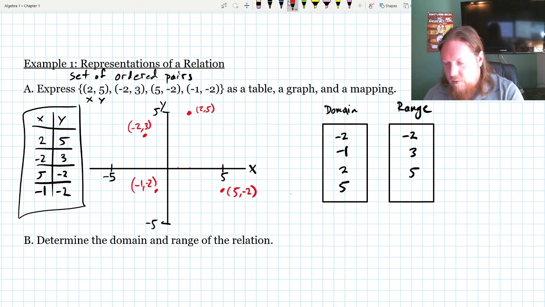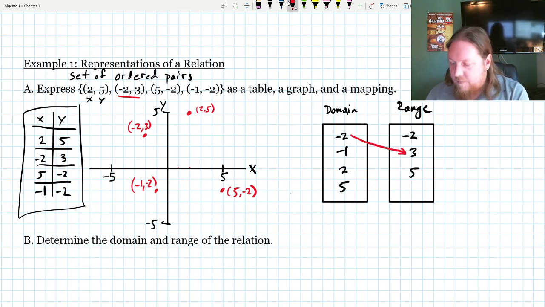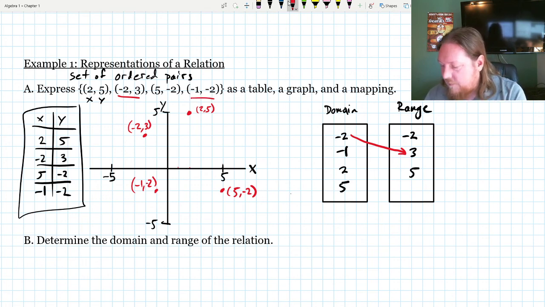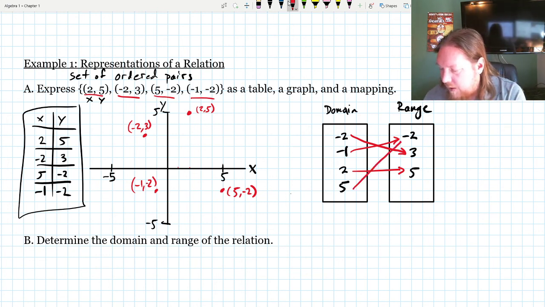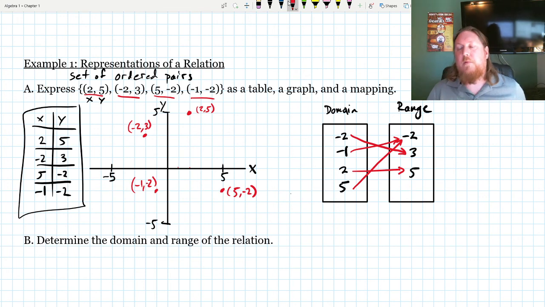Now let's draw my arrows. -2, that's the second ordered pair here, goes to 3. So I'm going to draw an arrow over to 3. -1, that's my last ordered pair here, goes to -2. So I'm going to draw it over to -2. And then 2 goes to 5, so that goes straight across. And the last point, 5, goes to -2. So 5 goes all the way up and points at the -2 at the top.